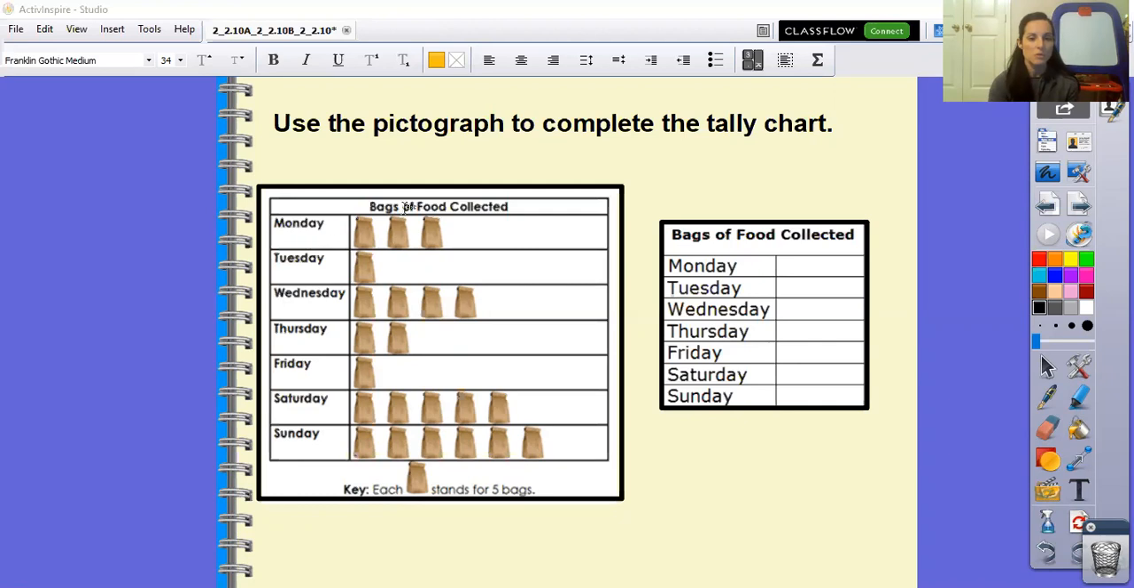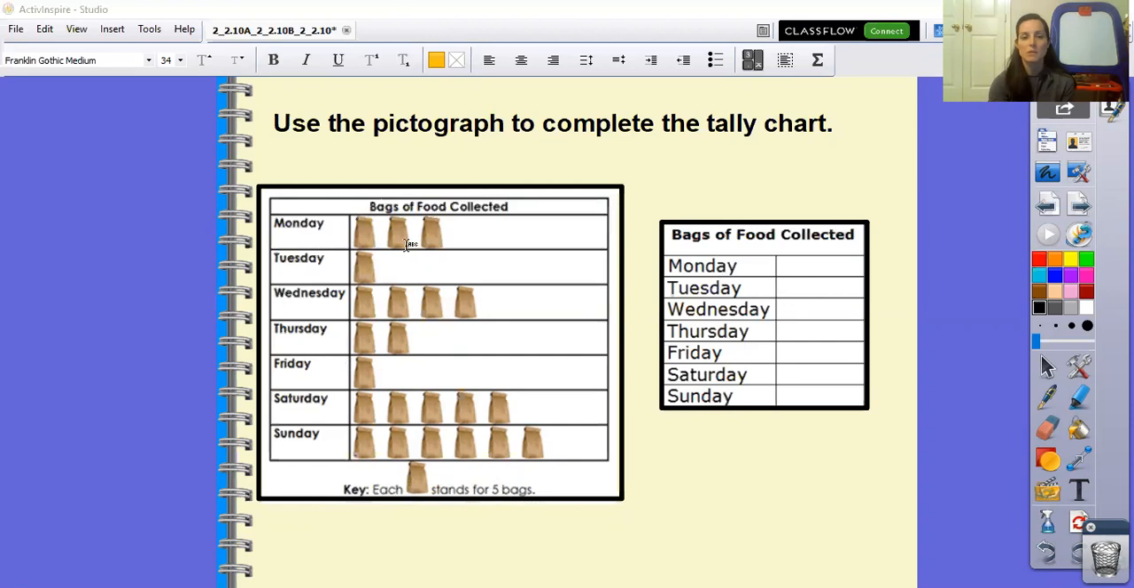And we've done this before, so just looking over, we have our title, which is bags of food collected, and we have the days of the week. And if we look, we're like, oh, what do these brown bags mean? We can always look at the key, and the key is going to tell us what each bag represents, and that stands for 5 bags. So we can count these going by 5s. So it wants us to complete our tally chart over here.